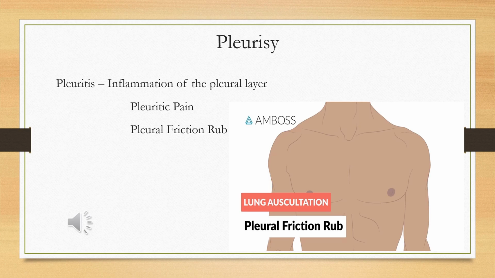So what is pleurisy? Pleurisy is also known as pleuritis. Anytime you hear a word ending in itis, it indicates some sort of inflammation, right? So with pleurisy or pleuritis, we have inflammation of the pleural layer. And this can be caused by a variety of conditions.